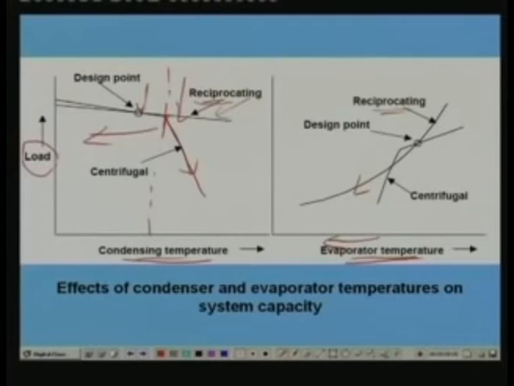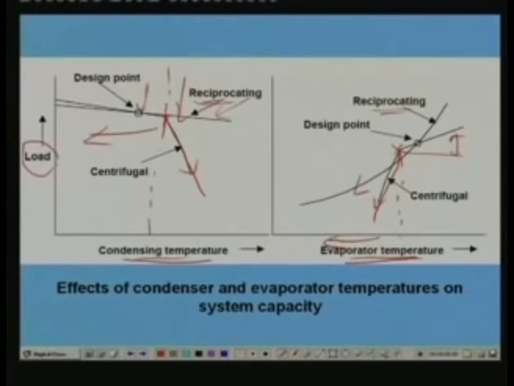Okay. But if you look at the centrifugal compressor, you find that up to this point, as you reduce the evaporator temperature, there is a reduction in capacity, but this reduction in capacity is not much. But beyond this point, you find that when the evaporator temperature is reduced further, there is a sudden drop in the capacity. Again, this is also linked to your problem of surging and the related phenomena.